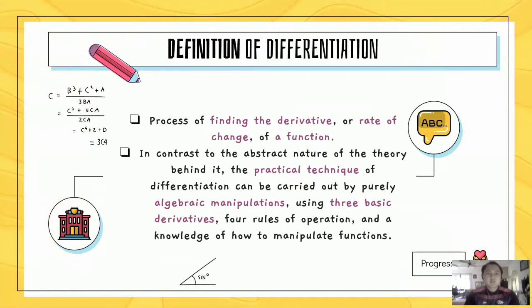So for the first thing in this presentation, I would like to explain the definition of differentiation. Differentiation is the process of finding the derivative or rate of change of a function, in contrast to the abstract nature of the theory behind it. The practical technique of differentiation can be carried out by purely algebraic manipulation using three basic derivatives, four rules of operation, and a knowledge of how to manipulate functions.